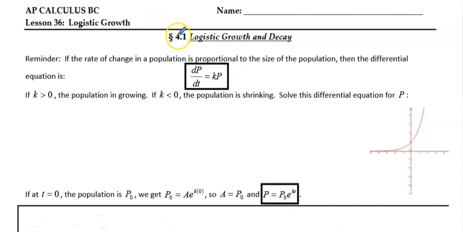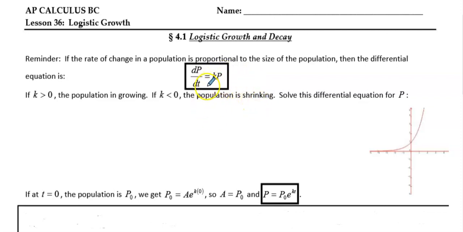In this lesson 36, we're going to talk about logistic growth. One thing I want to say about logistic growth is we've actually already done something very similar to this called exponential growth, where we have this equation that the change in population with respect to time is equal to some proportionality constant times the population.